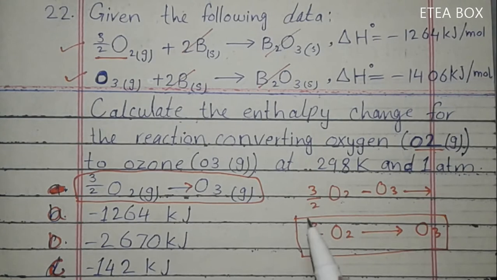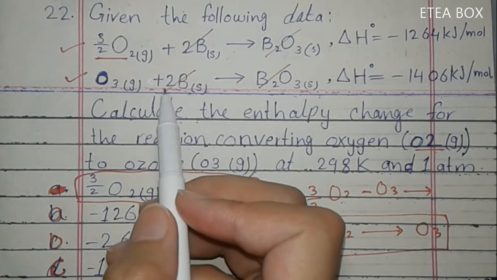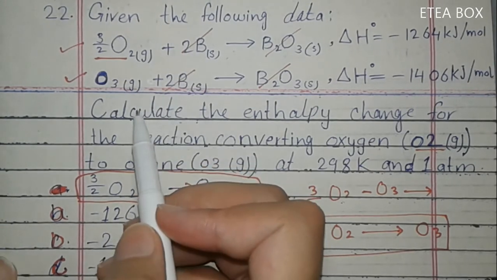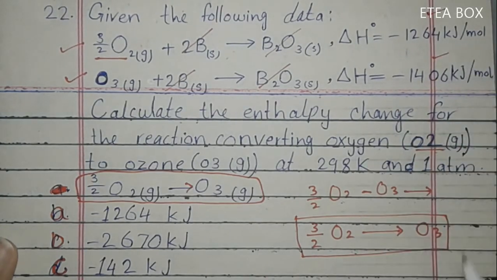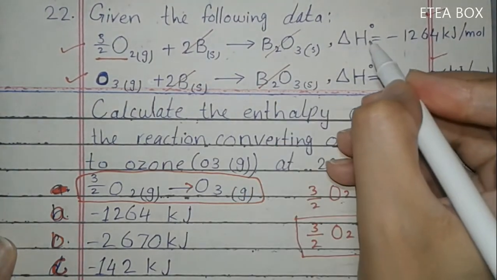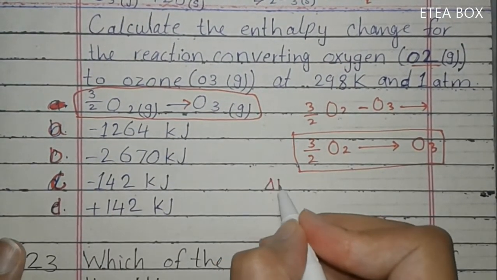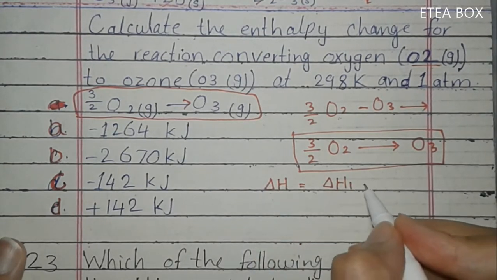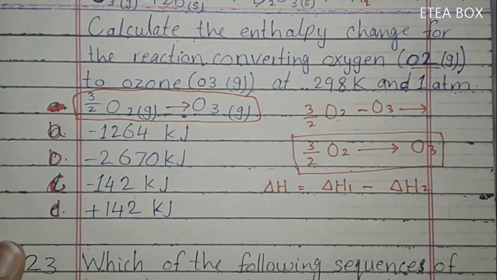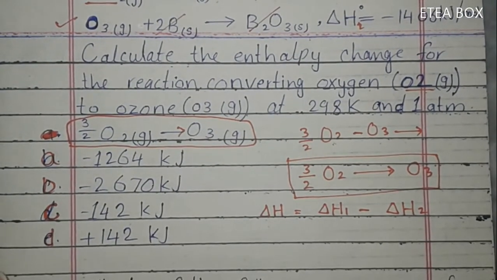Now you have to calculate the enthalpy change. What you have done with these two equations is you have subtracted these two. Now take this one and subtract this. Let's suppose I name them H1 and H2. Now the enthalpy will be equal to H1 minus H2, because you subtract equation 2 from equation 1. That's why here you will put the negative sign.